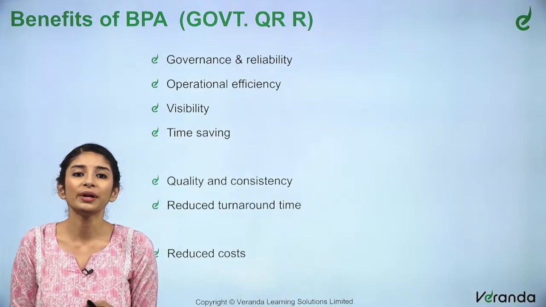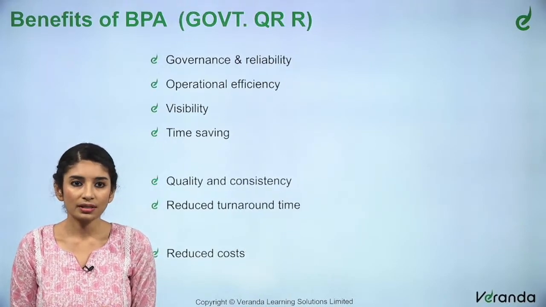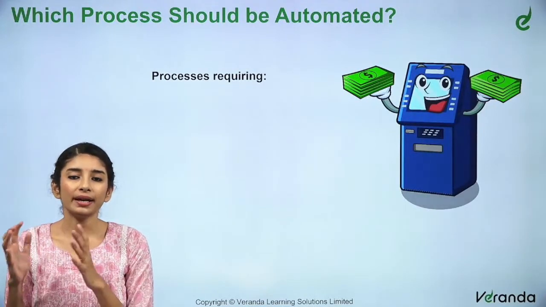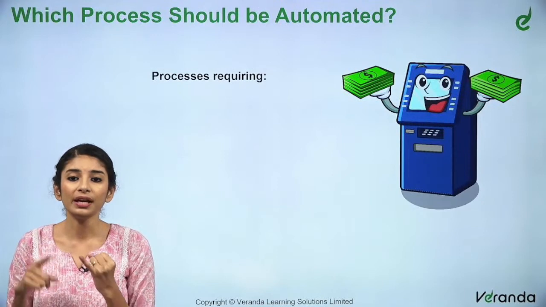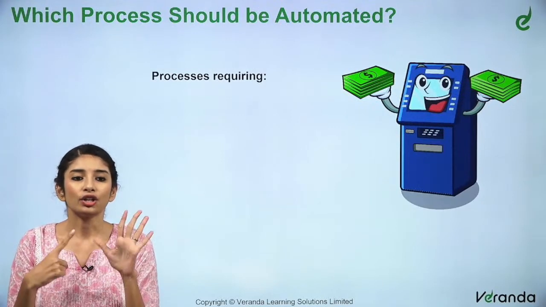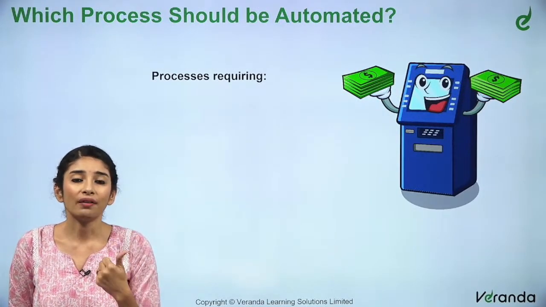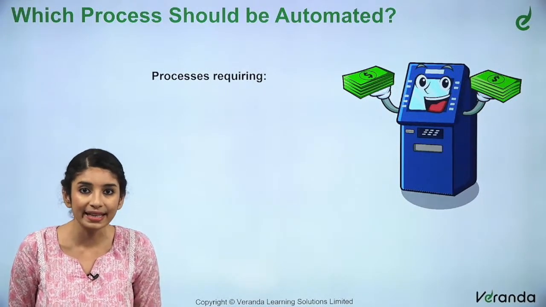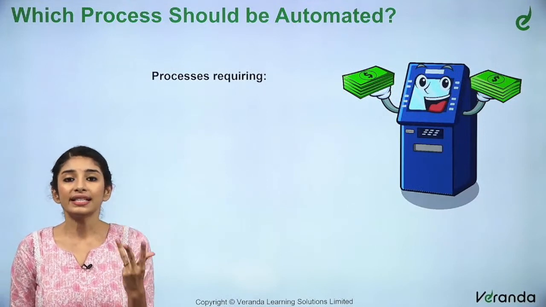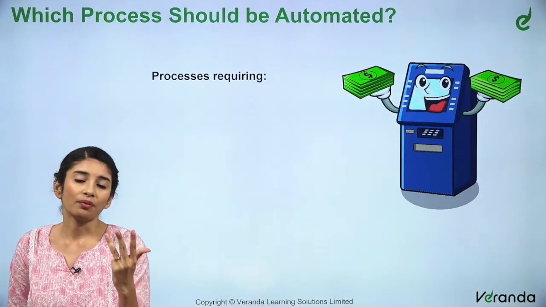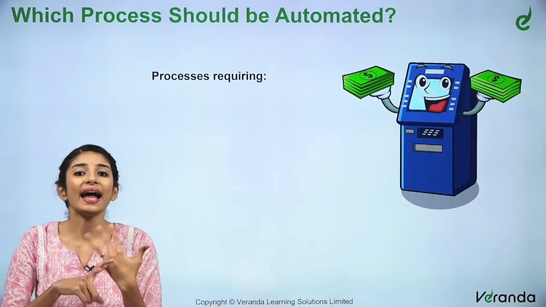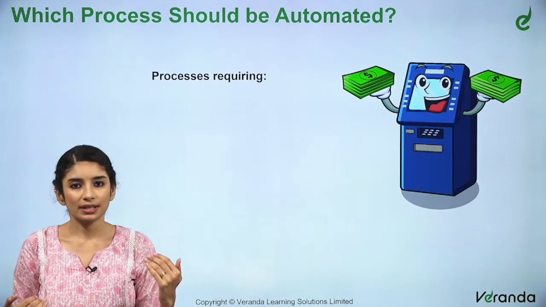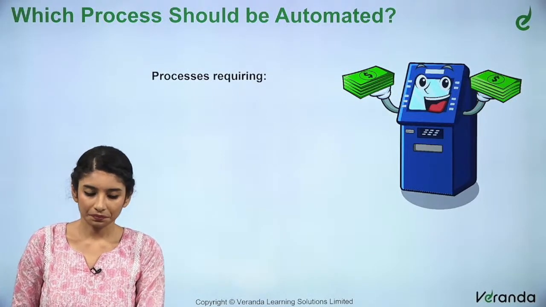GOVT QRR. Want to revise the answer once? Benefits of BPA. All of you say it along with me. GOVT-QRR. G for governance and reliability. O for operational efficiency. V for visibility. T for time saving. Q for quality and consistency, R for reduced turnaround time, R for reduced cost.